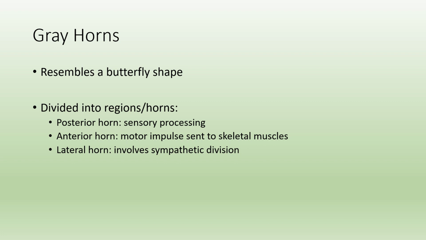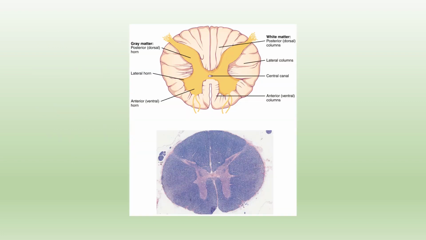Now the posterior horn is containing all sensory processing information. The anterior horn is going to be containing motor impulses that are going to be ultimately sent to skeletal muscles. And the lateral horn involves the sympathetic nervous division. So this is an actual picture of spinal cord, and here's a schematic drawing of it, but you can see it looks like a butterfly, and one half is like a mirror image of the other half.